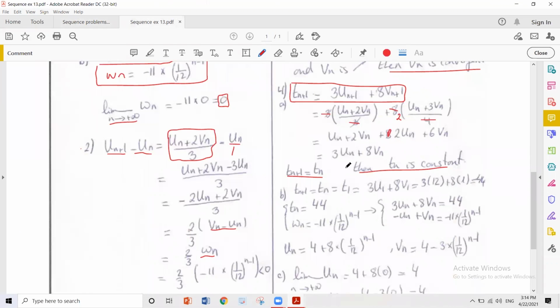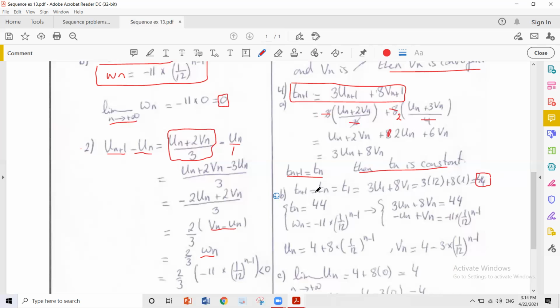Now Tn is a constant. To find the value of this constant, since it is constant, we get Tn plus 1 equal Tn. So Tn equals Tn minus 1, Tn minus 1 equals and so on, until Tn plus 1 equals T1. T1 is 3U1 plus 8V1, equal 3 into 12 plus 8 into 1, we get 44.